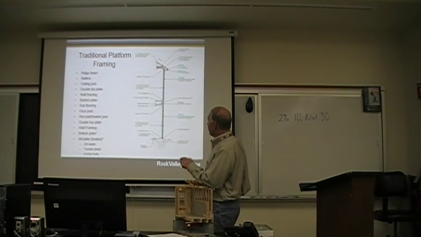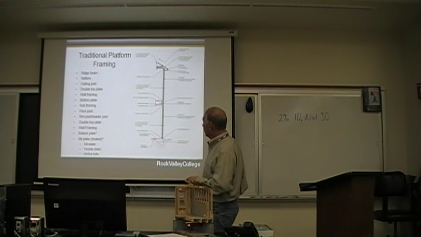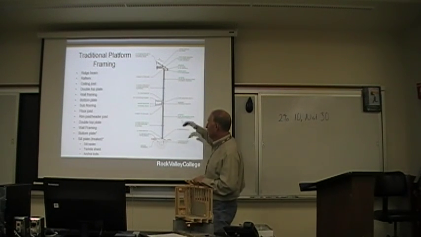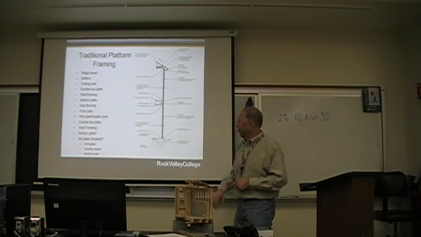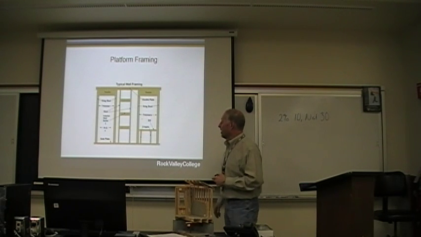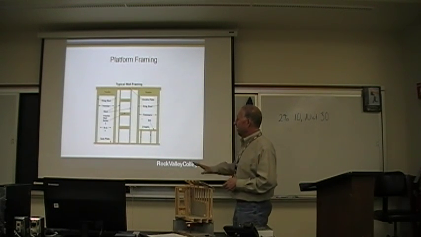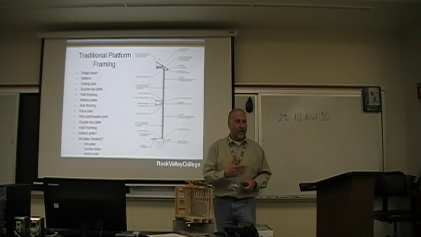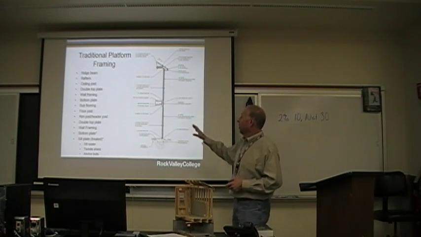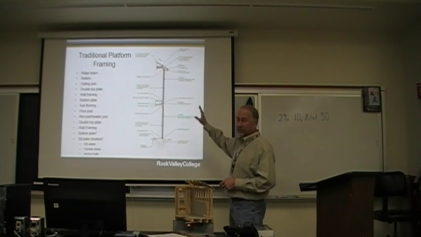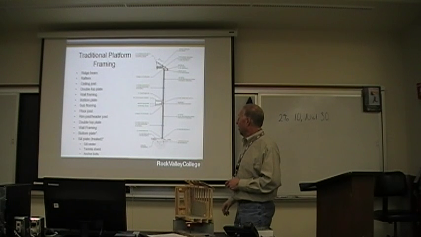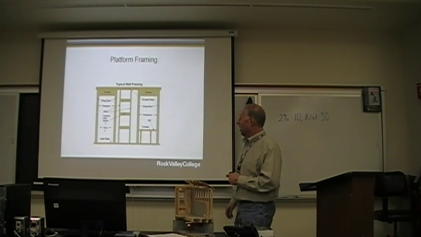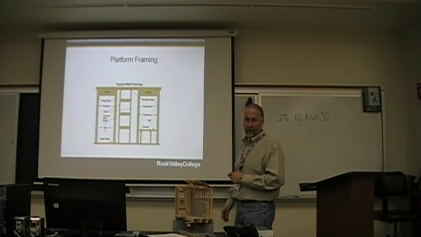So, this is our typical wall framing. This is what's going to happen here, the different assemblies here. I want to cover some other things, so we're going to move on. Here's our typical wall assembly. Now, is there any questions? Can I answer any questions with regard to our traditional platform framing, this typical wall section, or our typical wall framing?